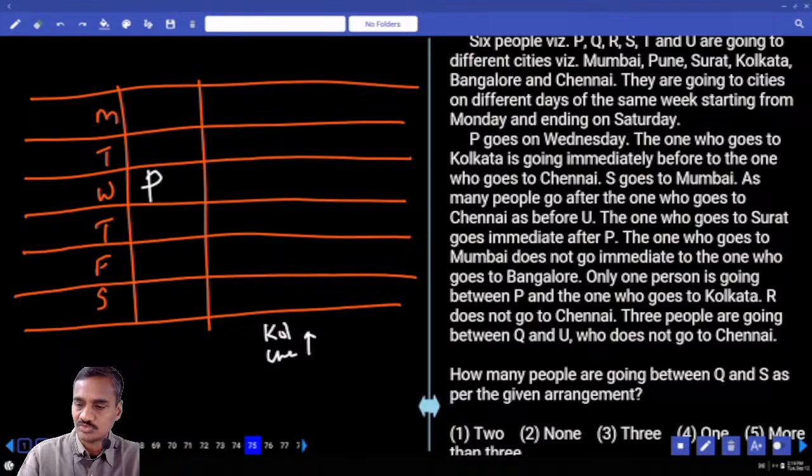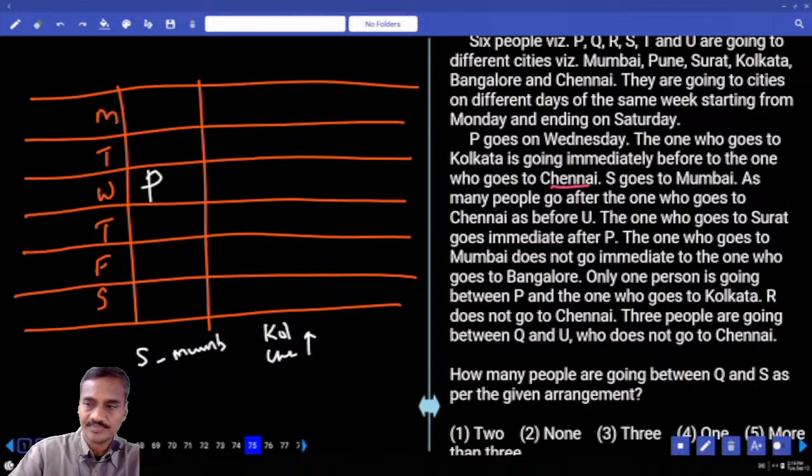And S goes to Mumbai. And S is going to which place? And S is going to Mumbai. And as many people go after the one Chennai as before you. Now you and Chennai, there must be an equal number of persons before you and after Chennai.